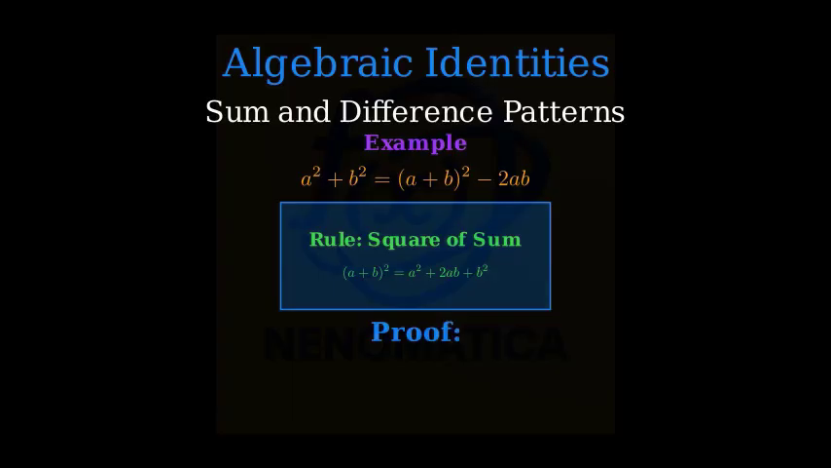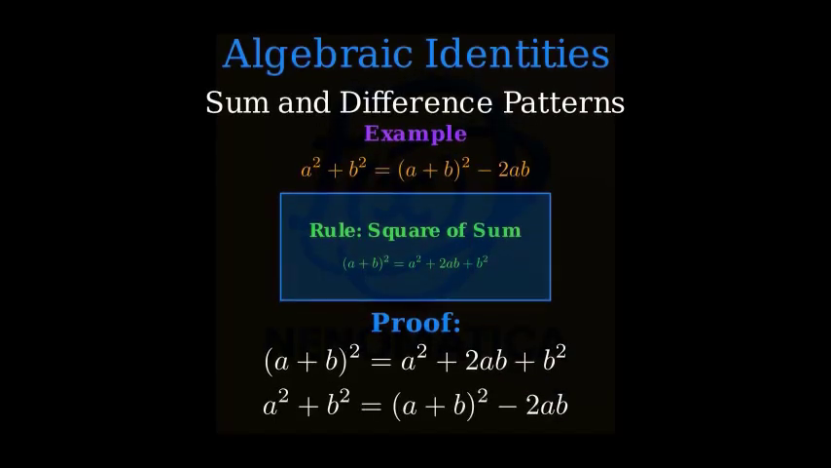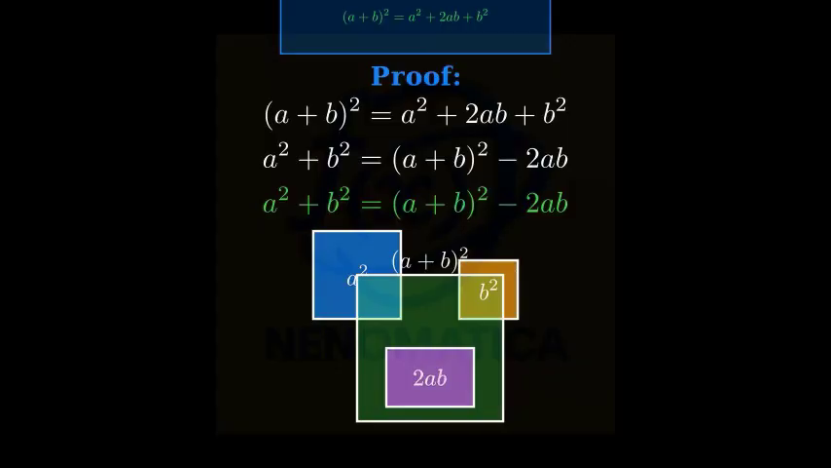To prove this, we need to start with the expansion of a plus b squared. We know from the binomial expansion that a plus b squared equals a squared plus 2ab plus b squared. Now, to isolate the sum of squares, we rearrange this equation by subtracting 2ab from both sides. This gives us our desired result. A squared plus b squared equals a plus b squared minus 2ab.